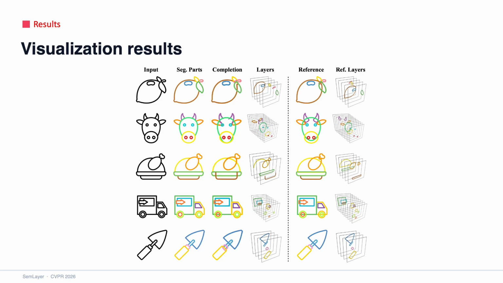Here are qualitative results across diverse categories: a mango, a cow, a covered dish, a delivery truck, a trowel. For each input, we show the segmented parts, the completed shapes, and the final layered stack. Compared to the reference layers on the right, our reconstructions closely match the intended layered structure.